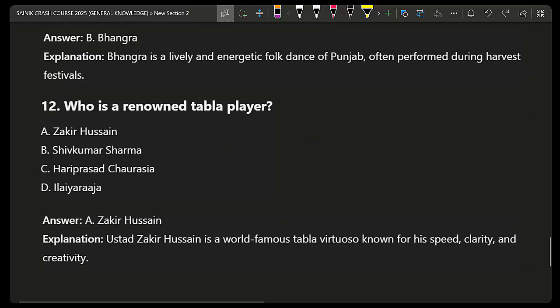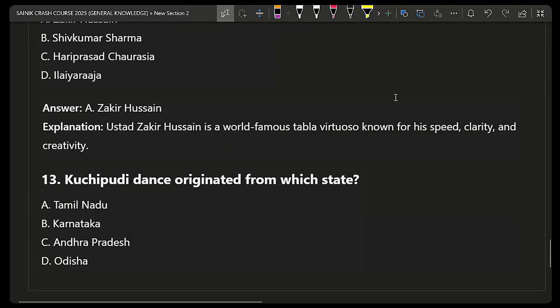Next question, also everybody should know this. Yes, the next question is this. Kuchipudi dance originated from which state? Tamil Nadu, Karnataka, Andhra Pradesh, Odisha.